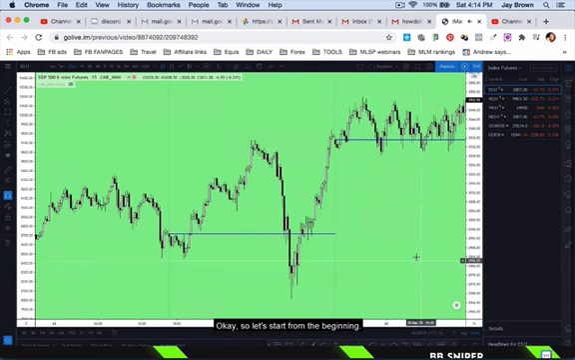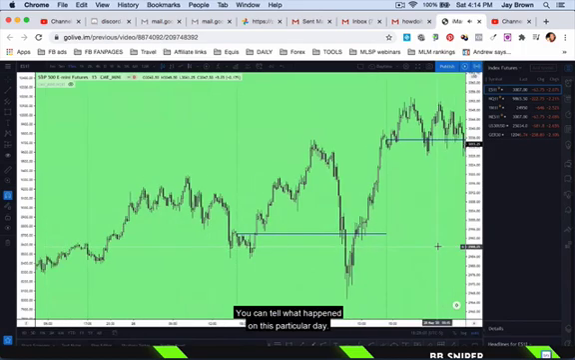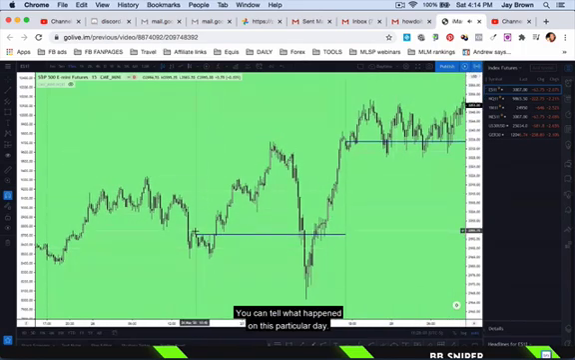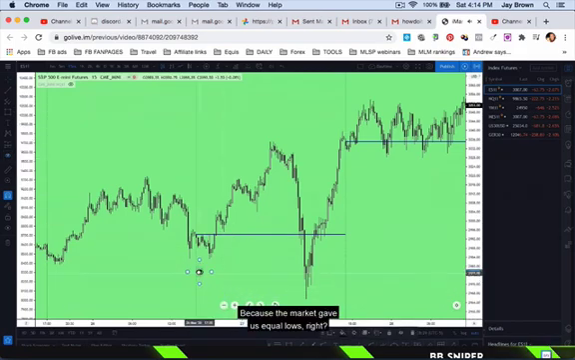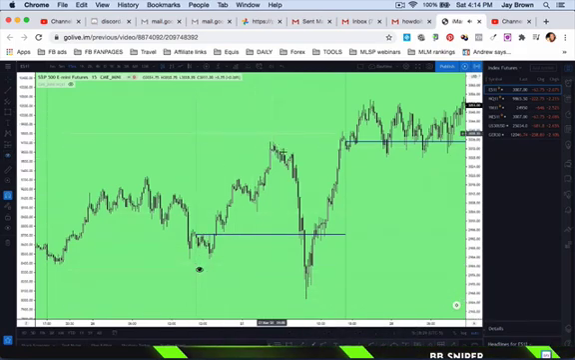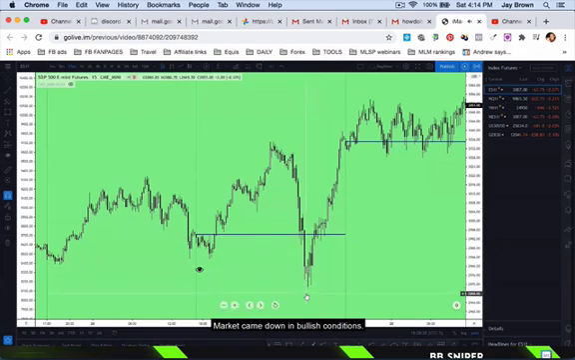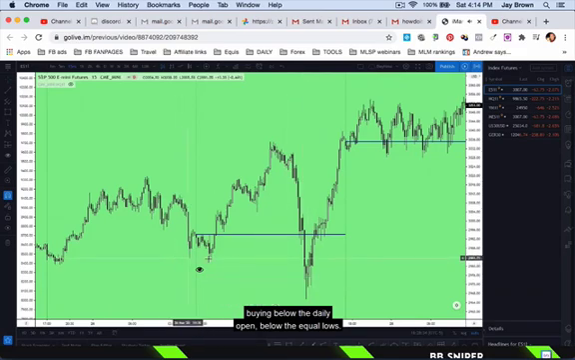Okay, so let's start from the beginning, right? You can tell what happened on this particular day. Well, price rallied, and then our 8:30 open was here. It drops down. What does it leave here, though? Why did it drop down like that? Because the market gave us equal lows, right? Market came down in bullish conditions. This is our open. We would essentially be buying below the daily open, below the equal lows.